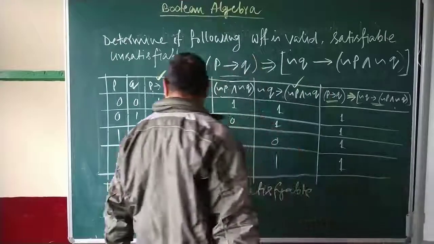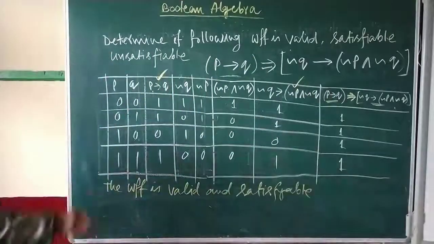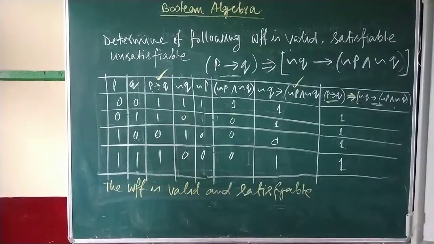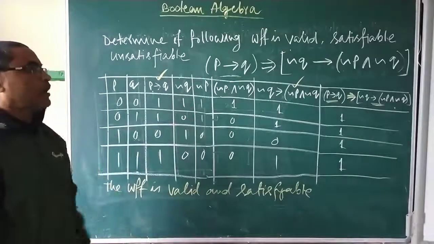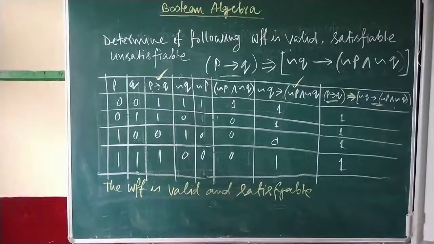If all are 1, the WFF is valid and satisfiable, because all are giving 1 here. If there is any 0, then it is not valid and not satisfiable. So here all the output is 1, and you have to write that the WFF is valid and satisfiable.